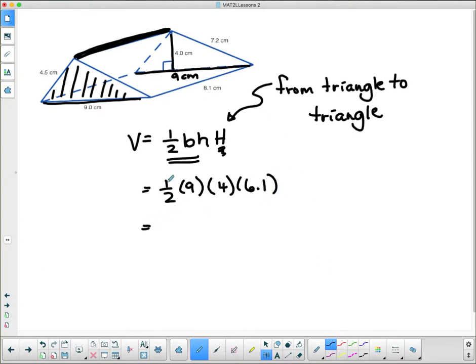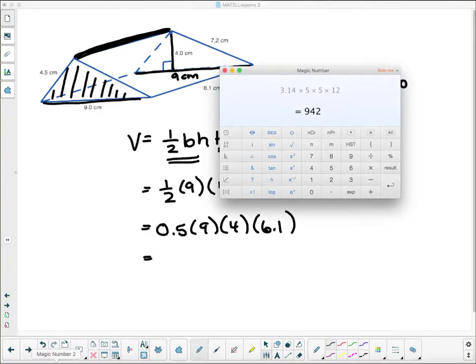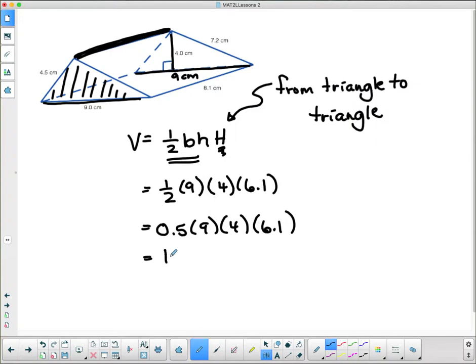Now, you might find it handy to remember that 1/2 is actually 0.5. So when you type all of these into the calculator, you can just use 0.5. And that's what I'm going to do here. Let's pull up the calculator. And we will clear it. And we have to put in this whole string of stuff. 0.5 times 9 times 4 times 6.1. And our answer is 109.8. And it's in centimeters, so our final answer is in centimeters, but since this is a three-dimensional object, we have to give it 3 dimensions, so it's cubed.